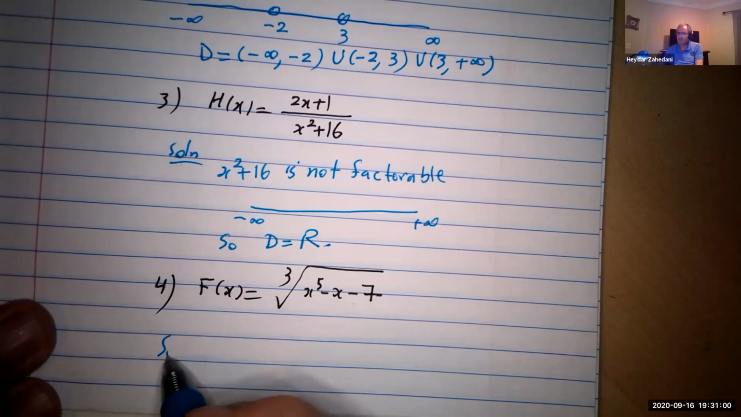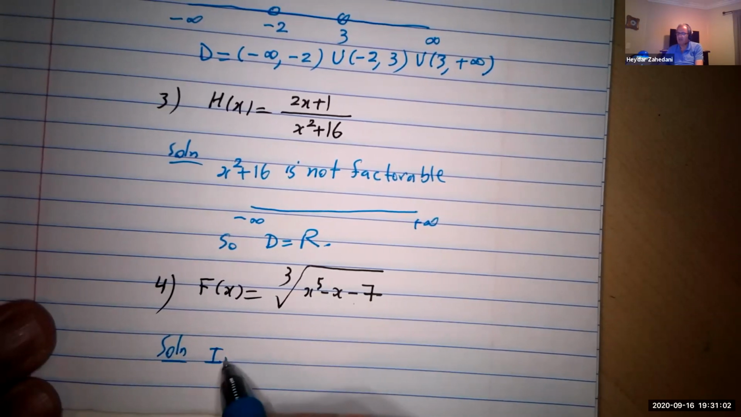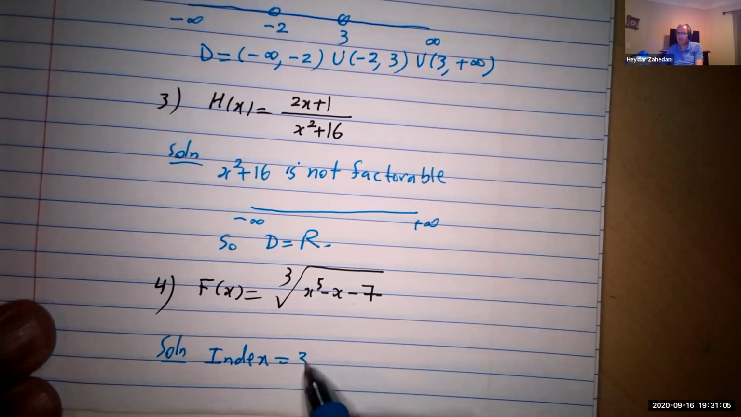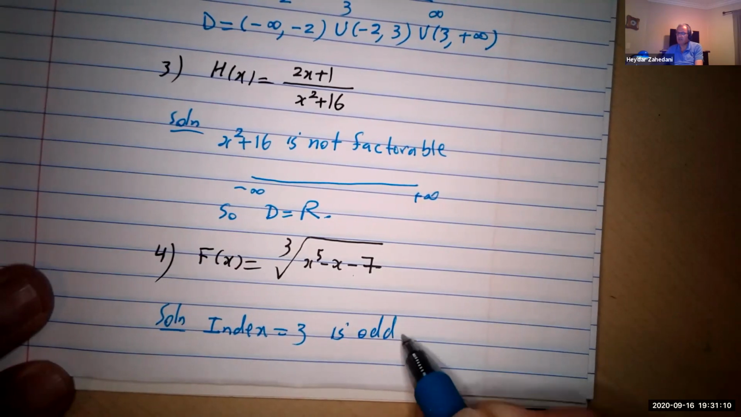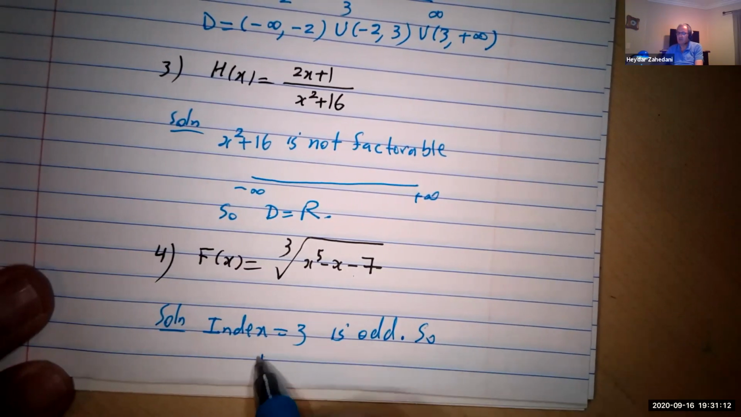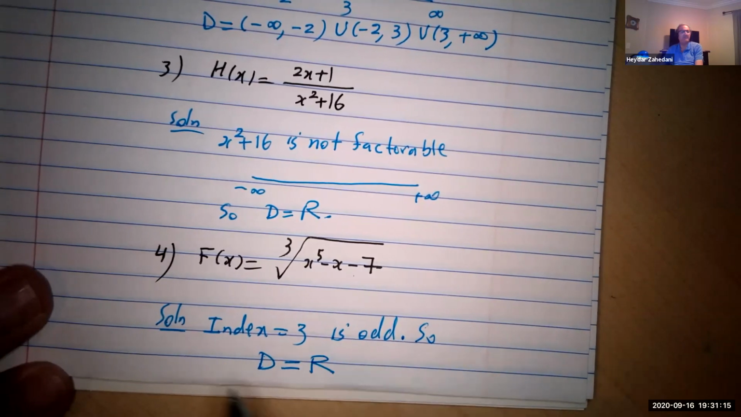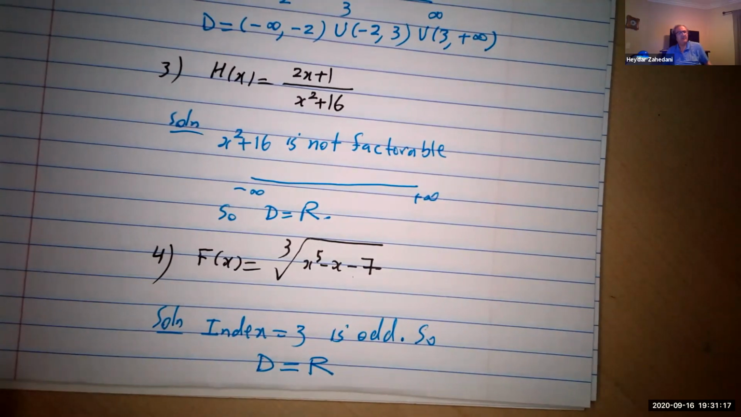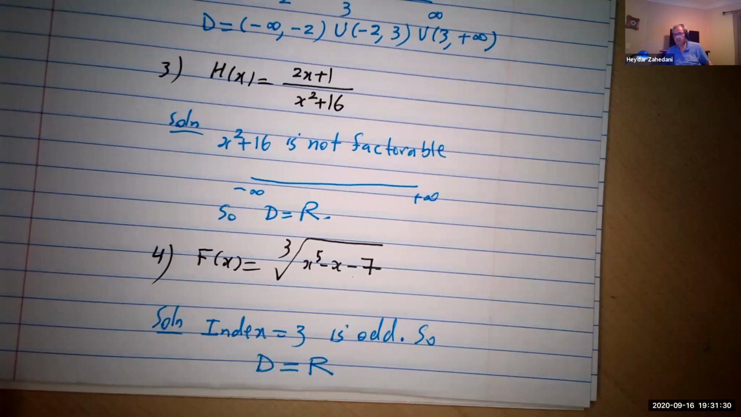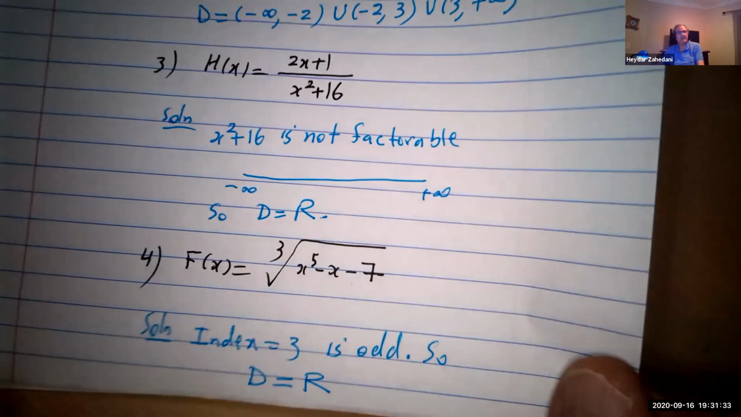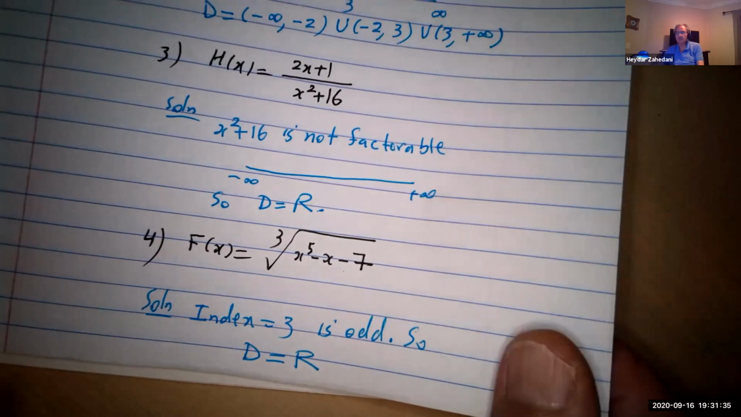So you have to emphasize that you did check the index of the radical. The index of the radical is odd, and so the domain of the function is all real numbers, because the index is odd and the inside is a polynomial. Any question? So what would happen if it's even? You'll be in trouble. Okay, any question?